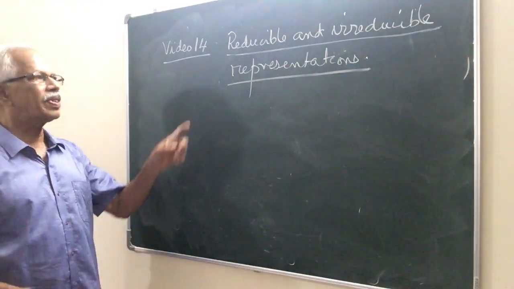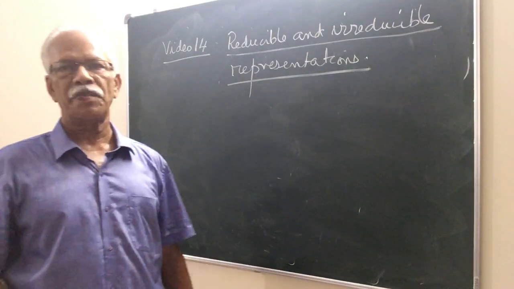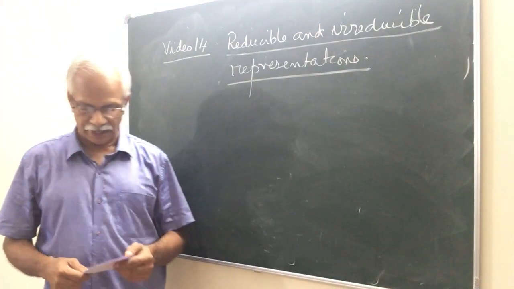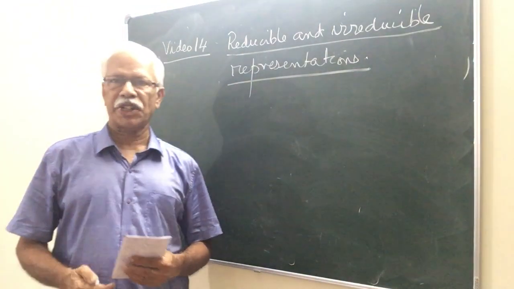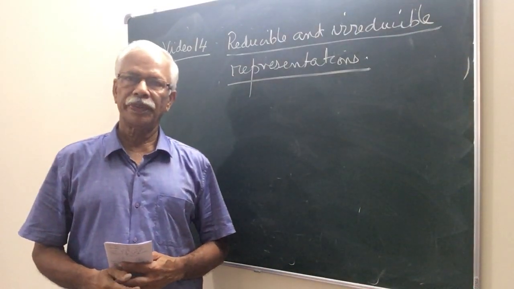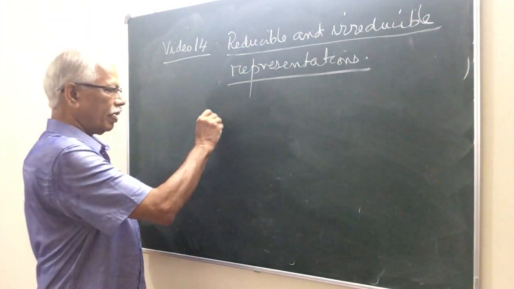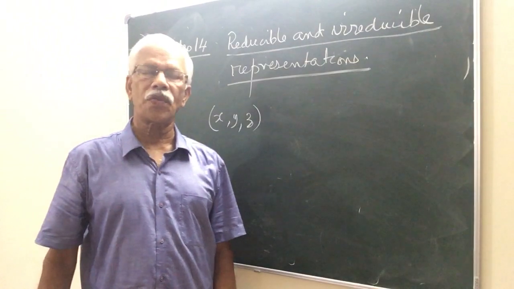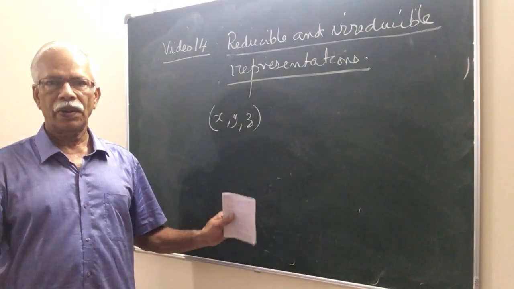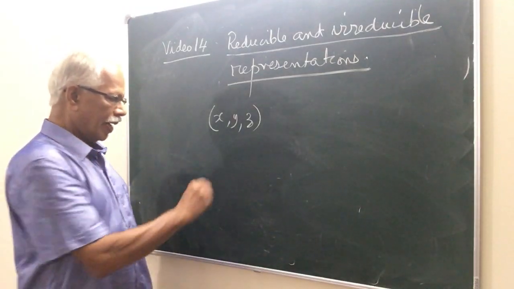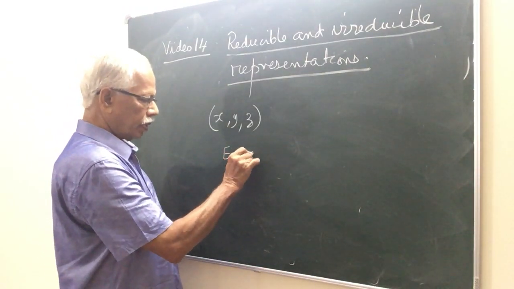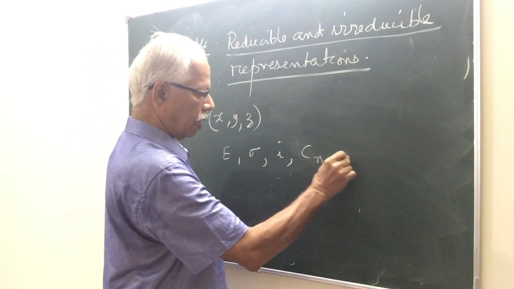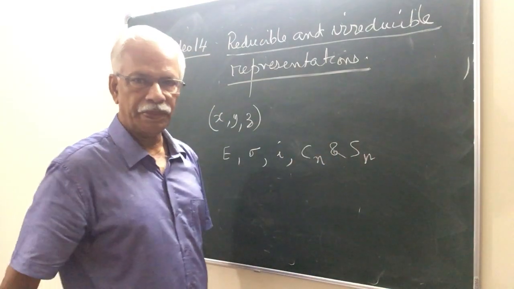This video 14 is titled Reducible and Irreducible Representations. Symmetry operations can be denoted by matrices. Consider the transformation of a general point of coordinates x, y, z in Cartesian space under the application of the usual symmetry operations that we do for a molecule, namely identity, sigma reflection, inversion, then proper rotation and improper rotation.